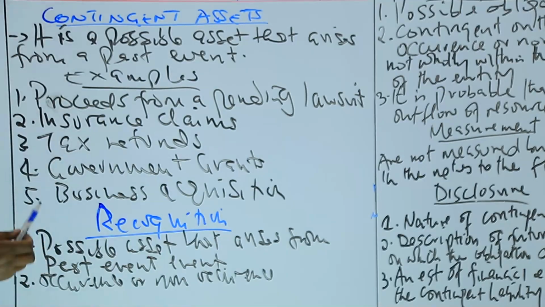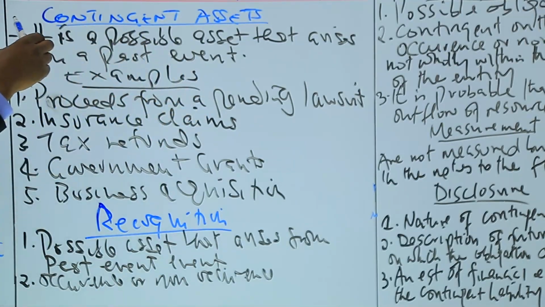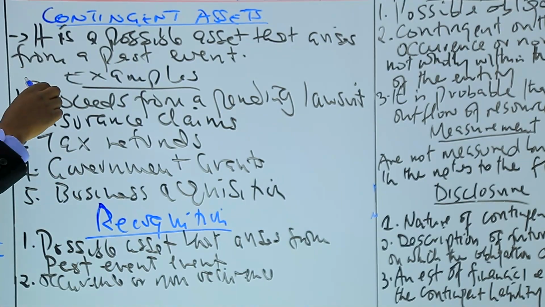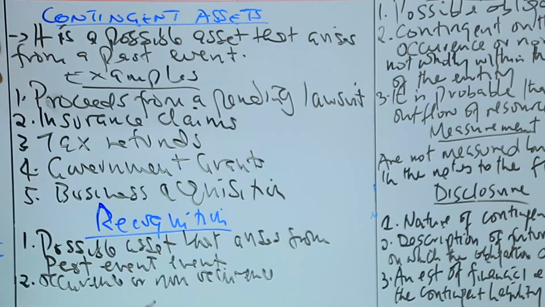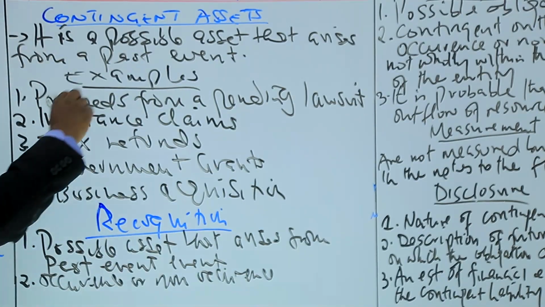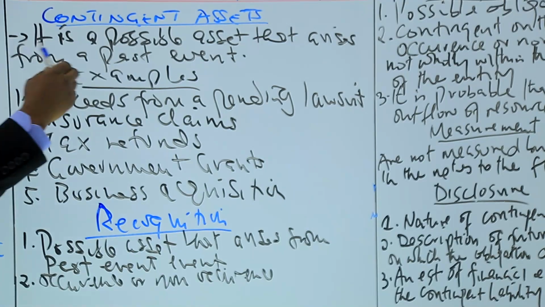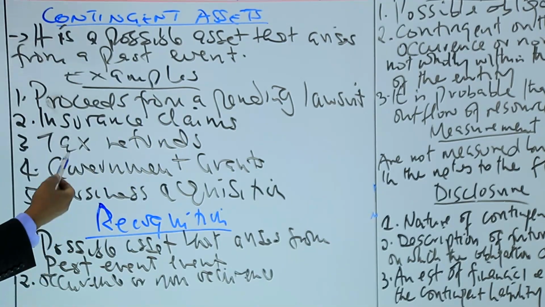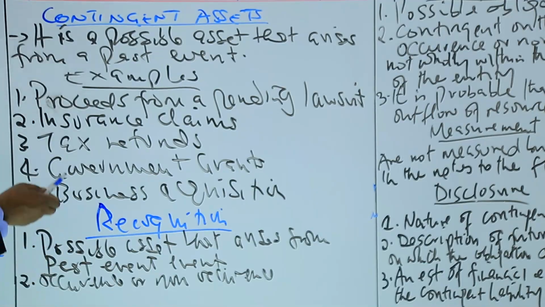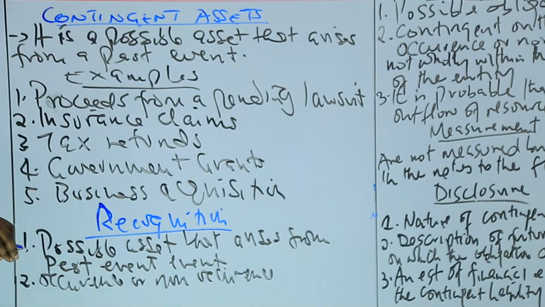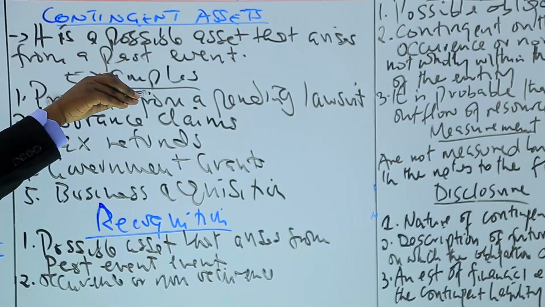So this contingent asset depends on the court awarding the company a financial settlement as a result of its lawsuit against a competitor. And you can see the occurrence of such event is not wholly within the control of the public sector entity. The awarding of these proceeds is not within the control of the entity, but it's within the control of the courts.